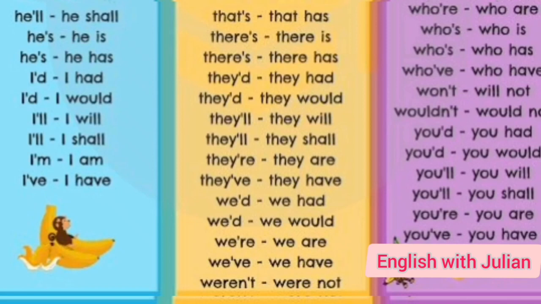We had becomes we'd. We would changes to we'd. We are becomes we're. We have becomes we've. Were not becomes weren't. Who are changes to who're. Who is becomes who's. Who has becomes who's. Who have changes to who've.